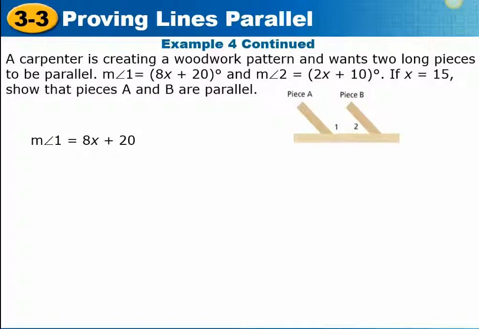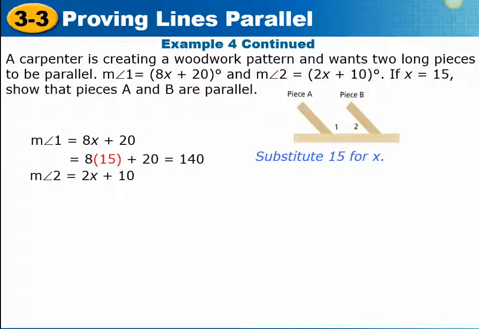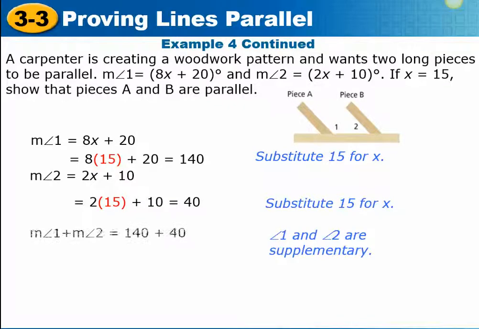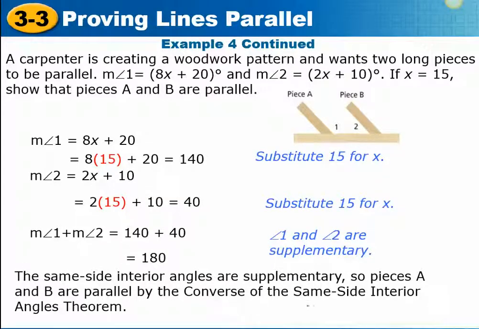All right, so there's measure of angle 1, and I'm going to substitute the 15 in, and I get 140. Now, remember, you're not going to get the same thing for both of these because that would be congruent, and that's not a postulate or a theorem for angles formed by lines cut by a transversal. But we do get 40 for the other one, and if I add 140 plus 40, I get 180, so that means they are indeed supplementary. So then I can say that by the converse of the same side interior angles theorem, let's see, what were my lines? Oh, it's just piece A. Piece A is parallel to piece B.